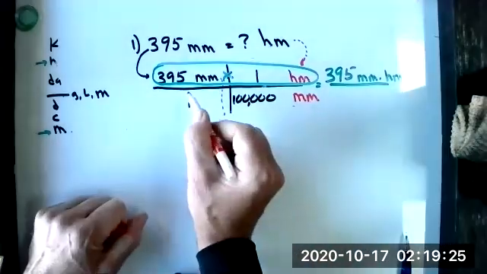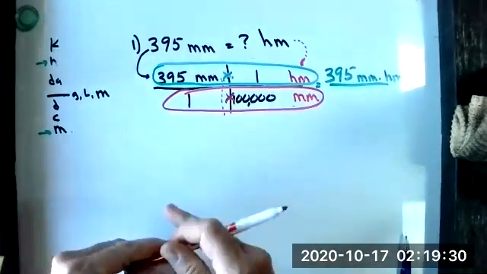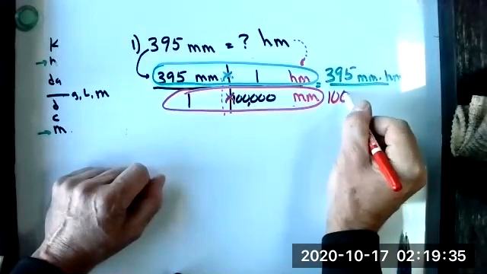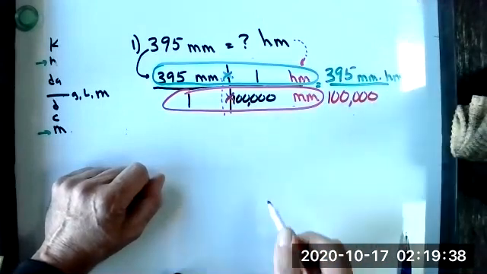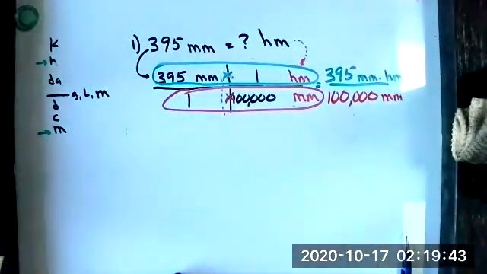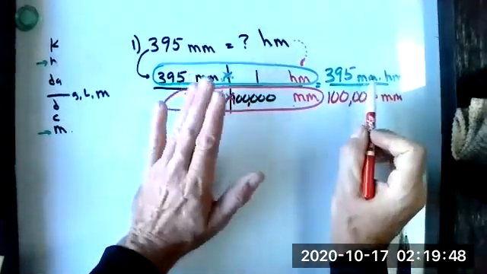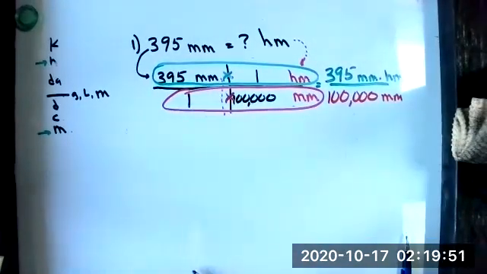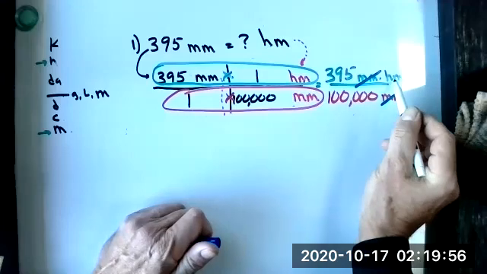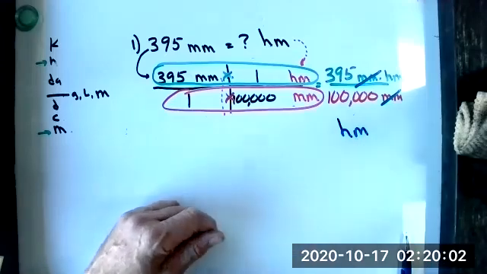Now I do the same thing on the bottom. I'm going to go straight across. Turn this into a multiplication sign. 1 times 100,000. Oh, that's still 100,000. There's my 5 zeros. 1 times millimeter. Well, that's still millimeter. If I have the same unit, one on top, one on the bottom, they will cancel. And that's my goal. I want these guys to go away, so they do cancel. Leaving you with hectometer.